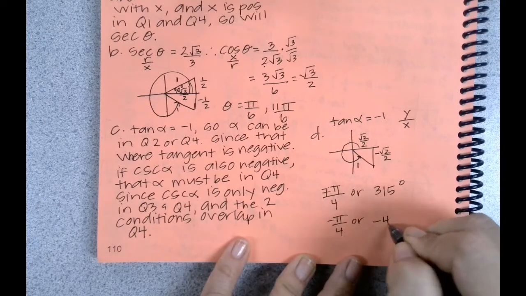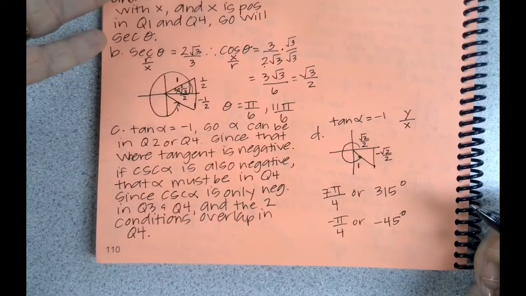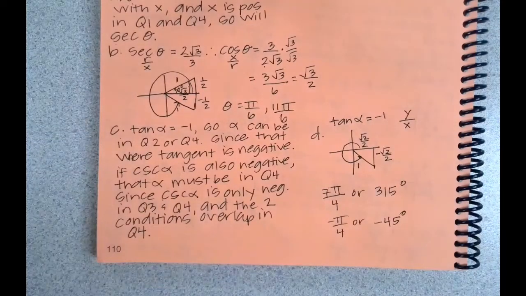If on this one you ended up writing negative pi over 4 or negative 45 degrees for this particular question, because they didn't say we had to answer over the interval from 0 to 2 pi, those would be acceptable as well, since they're coterminal with 7 pi over 4.